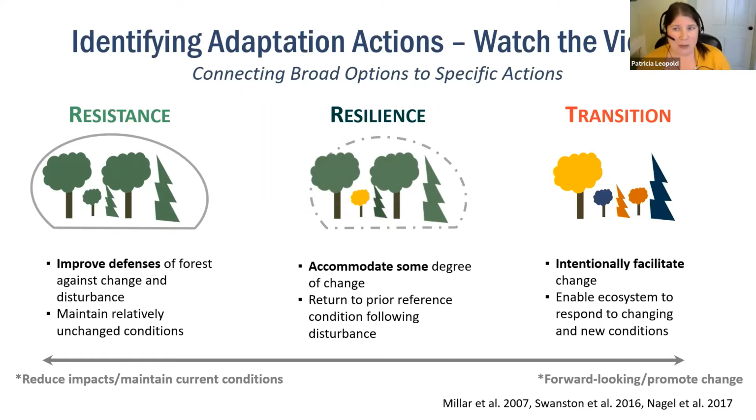So in resistance, we're trying to defend our systems from experiencing change, and this usually works in the short term and with lower intensity impacts. And then in resilience, we're recognizing that we can't prevent change from happening, but we can help our systems bounce back after a big change or after a disturbance event. And then in transition, we're accepting that the change may be so great that our system's identity might even change as we work toward adapting an ecosystem to completely novel conditions.